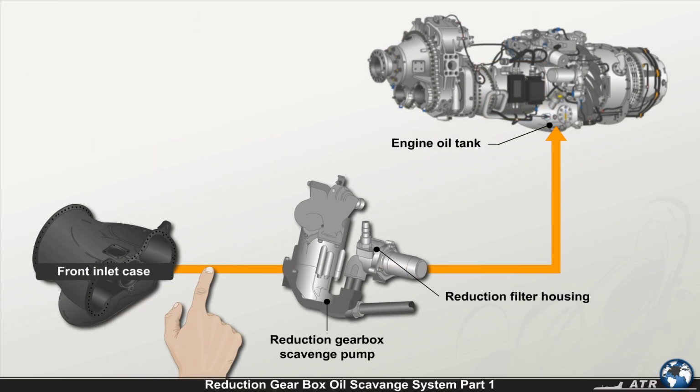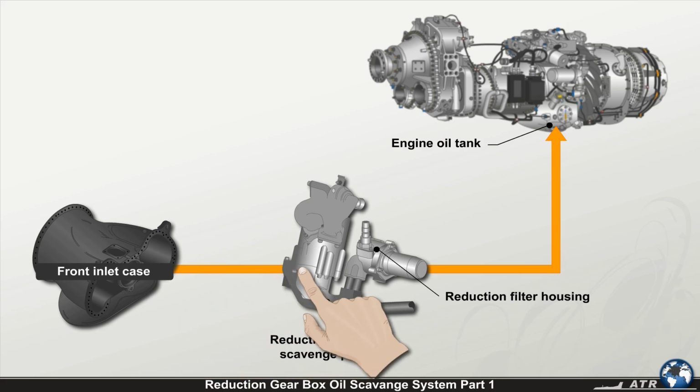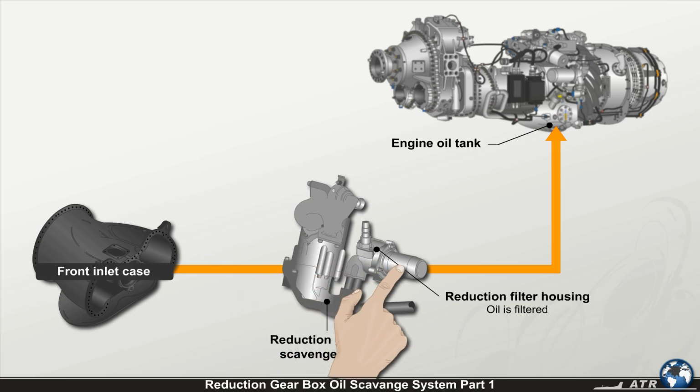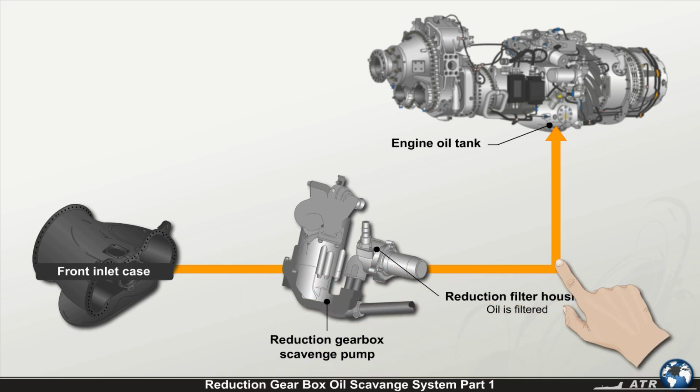Oil leaving the front inlet case flows through an external oil line into the reduction gearbox scavenge pump. Then, via the reduction filter housing where the oil is filtered, the oil is returned back into the engine oil tank.